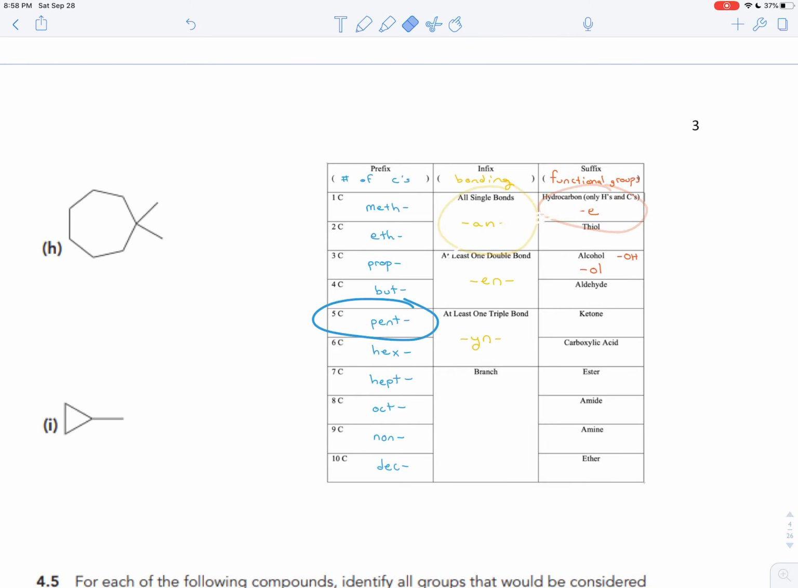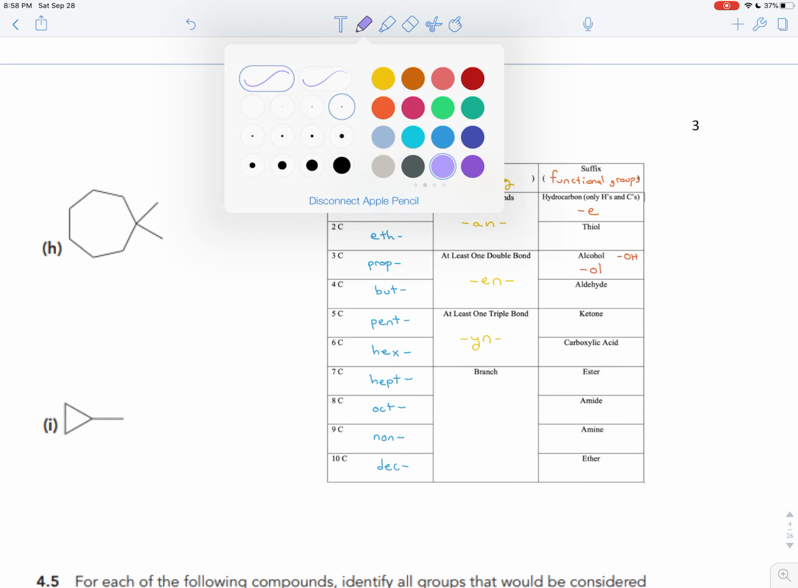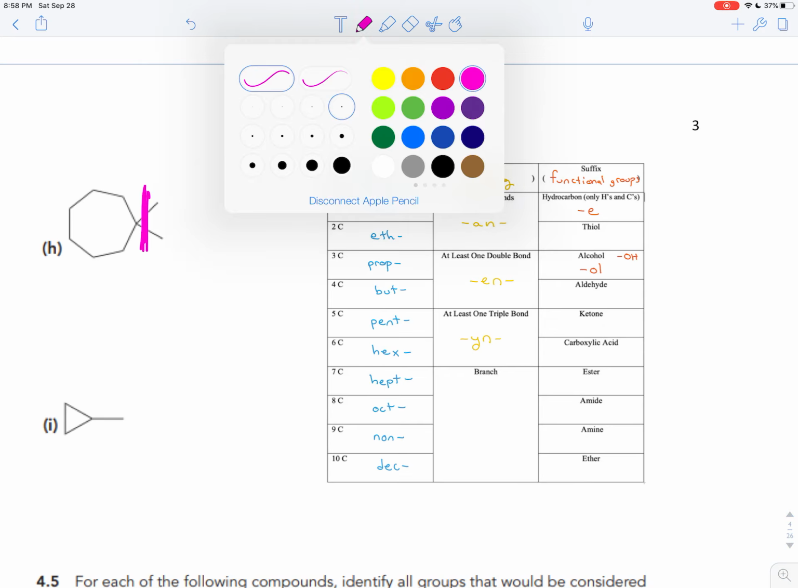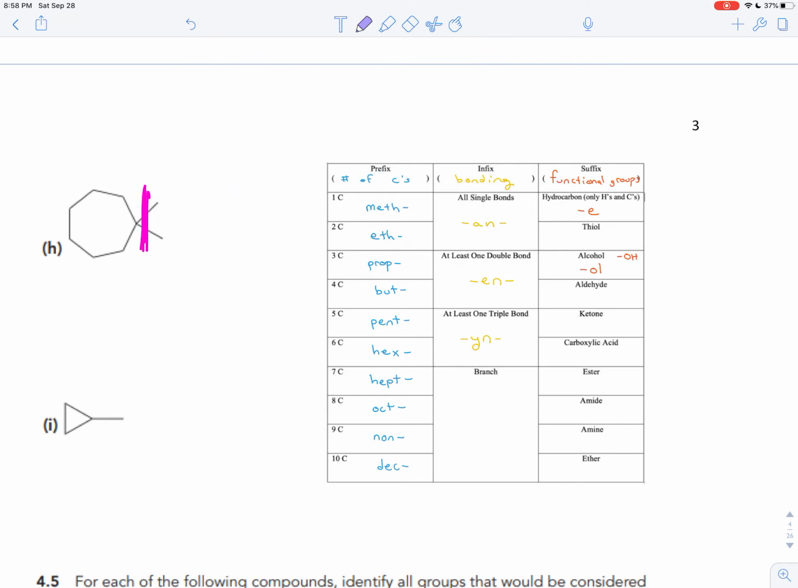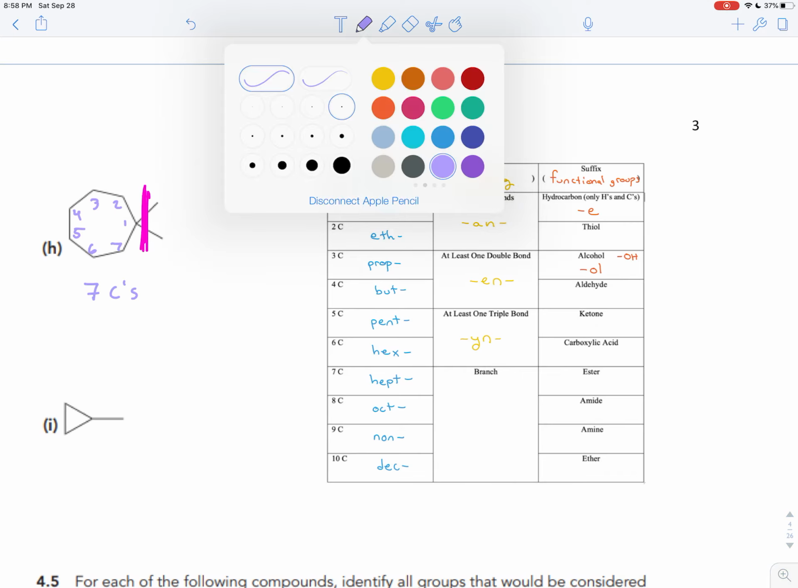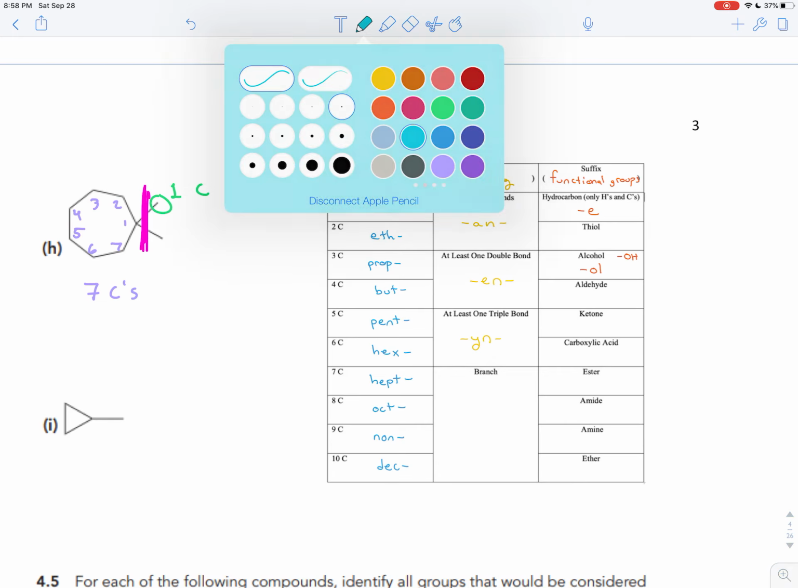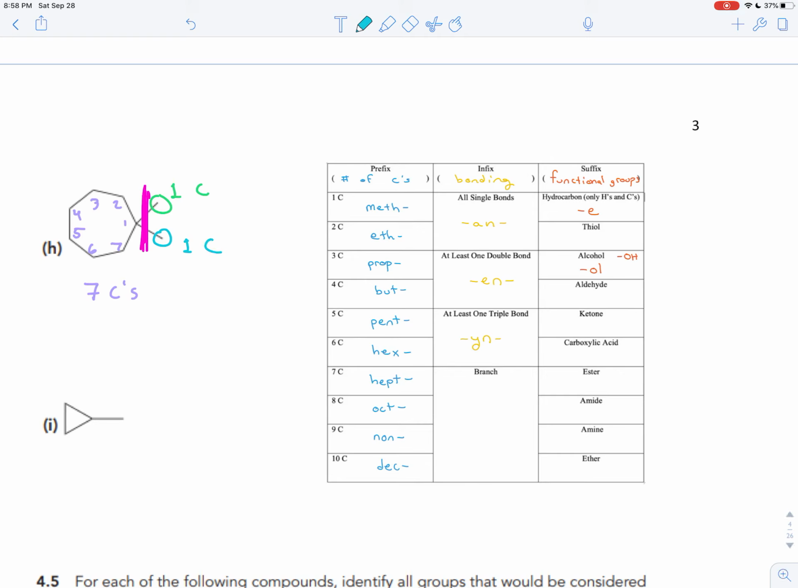So here we are on the last 2 for this type of exercise, and we have a ring again. So anytime you have a ring, separate in your mind the branches and the ring. You want to think about them separately. How many carbons are there in the ring? 1, 2, 3, 4, 5, 6, 7. So 7 carbons. How many carbons are in each of the branches? Well, let's see. This first one has just 1 carbon. And the other one also has just 1 carbon.